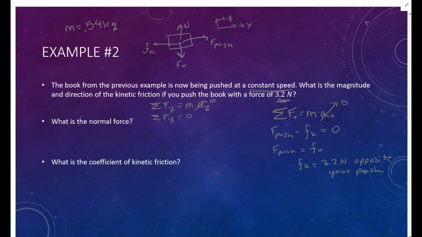So the sum of my forces in the y direction is equal to 0. We're on a flat level surface, right? So we get our normal force minus our weight, which tells us that our normal force is equal in this case to our weight. As we know, weight is equal to mass times gravity. When we do that math, my normal force is equal to 0.54 kilograms times 9.8 meters per second squared. And what is the value of my normal force?